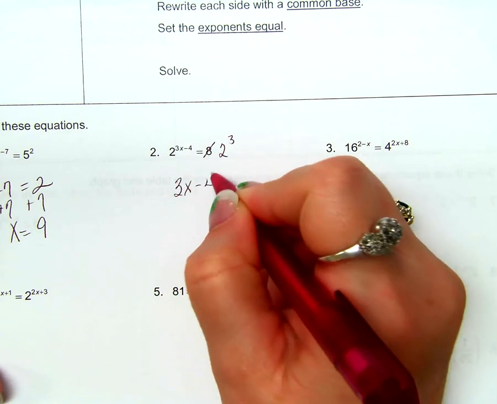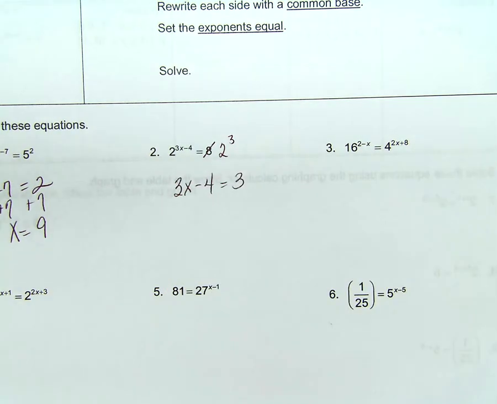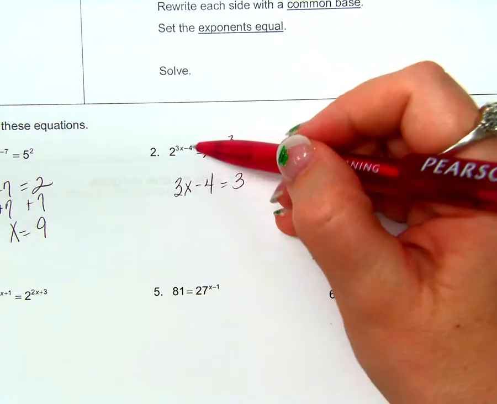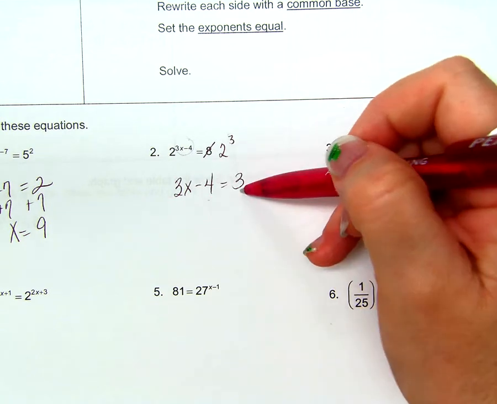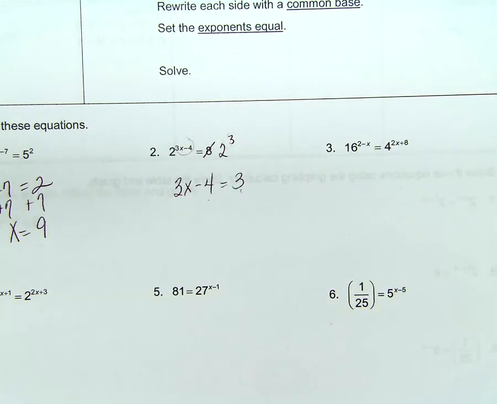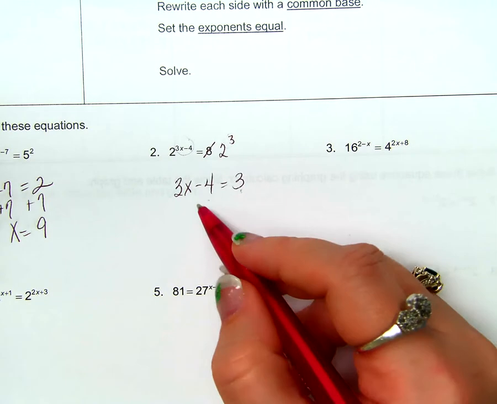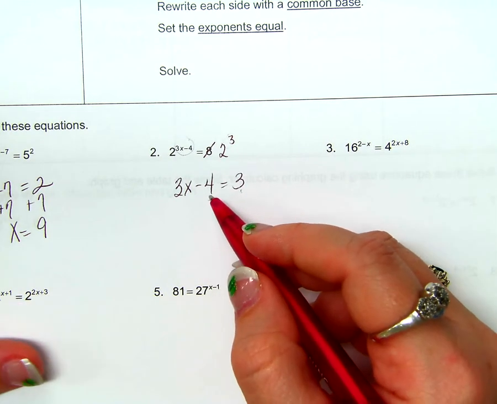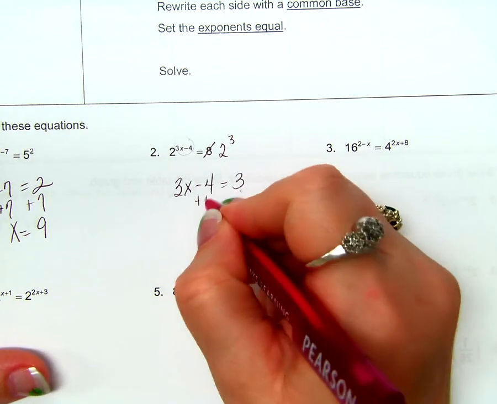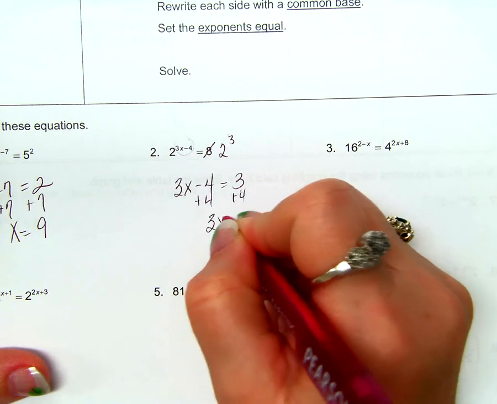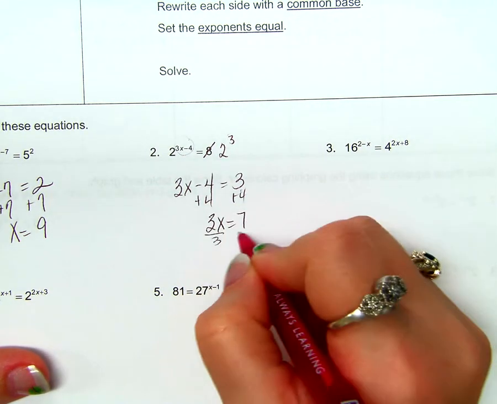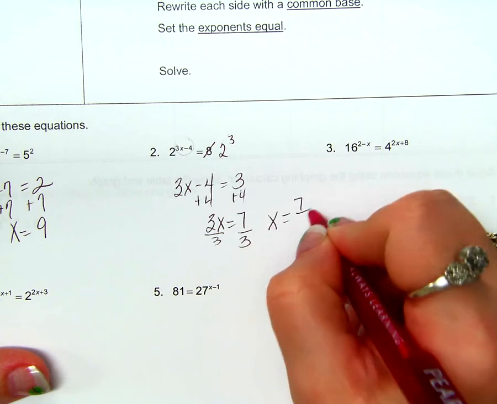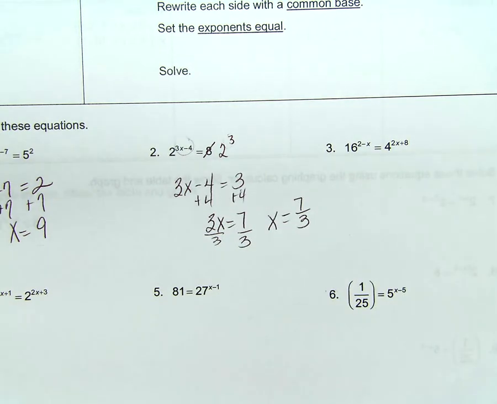3x minus 4 equals 3. Wait, so how do you put that together? That's what I don't understand. All I did was take this exponent and write it down. Oh, okay. And then take this exponent and write it down. Okay? So then to solve this, this is a much harder equation, right? So we just add 4 on both sides? Yeah, add 4 on both sides. Good. So 3x equals 7. Divide both sides by 3. X equals 7/3.